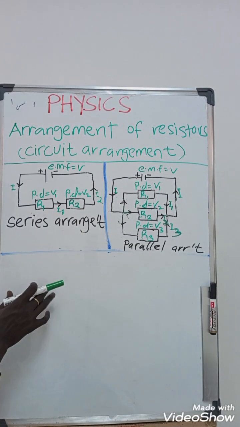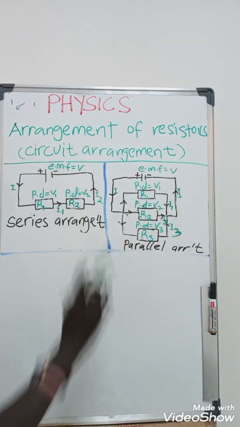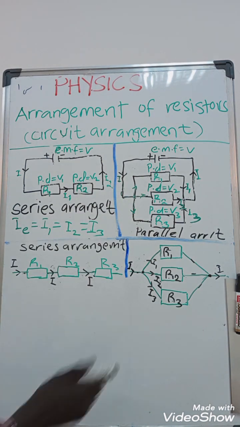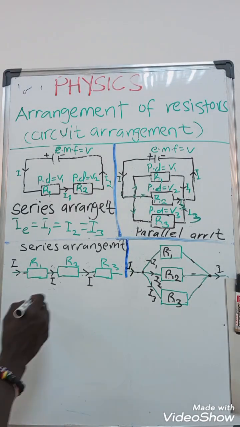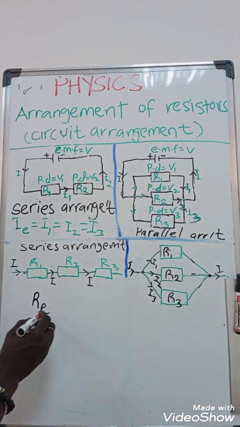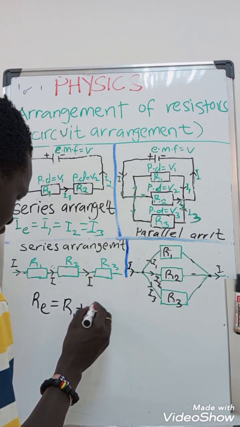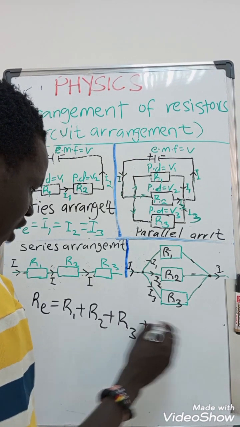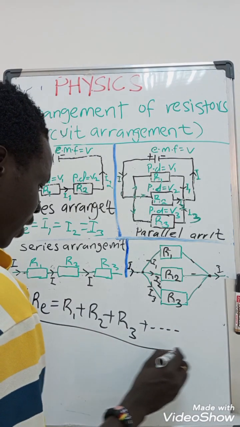Now we are coming to the last part of arrangement of resistors, or circuit arrangement. The last part of circuit arrangement is how to derive the equations of the resistors. Equation number 1, effective resistance: R_E is equal to R1 plus R2 plus R3, and plus R4 if there is R4. This is the first equation.